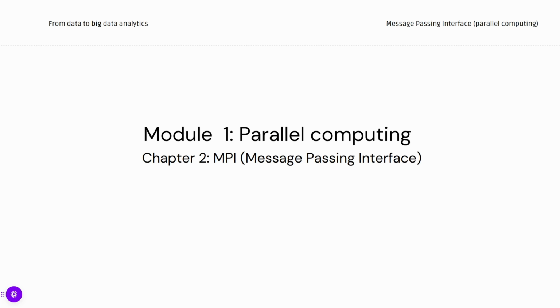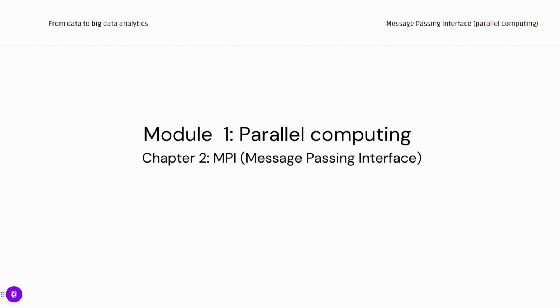Hello everyone, welcome to the second chapter of our video series about how to go from data to big data analytics. Today we'll talk about MPI. The last chapter was about threads. We discussed how to do distributed computing on your own computer. Today we will explain how to do the same thing on a network of computers using MPI.